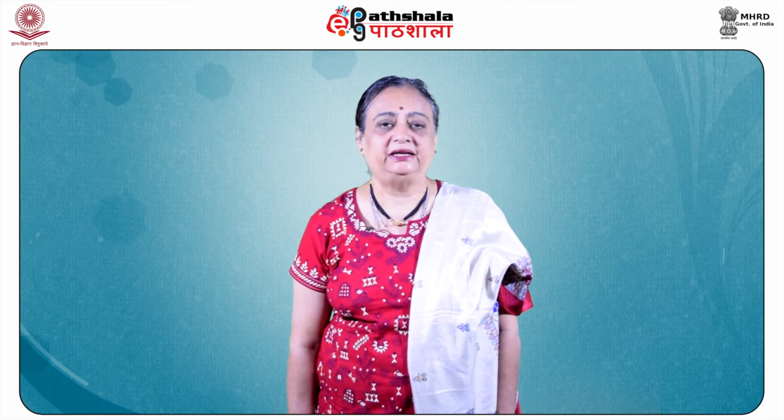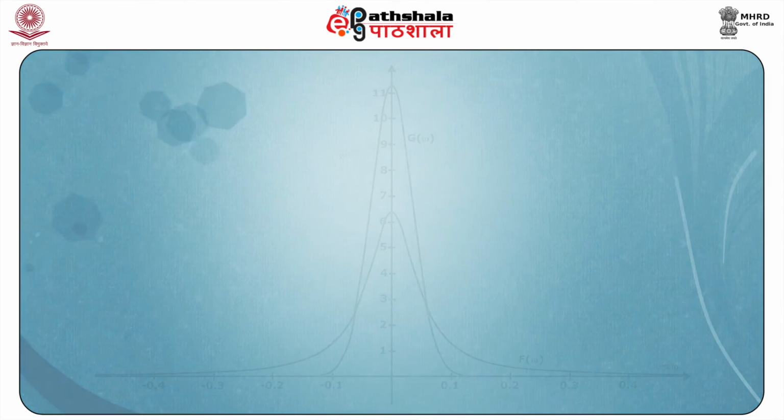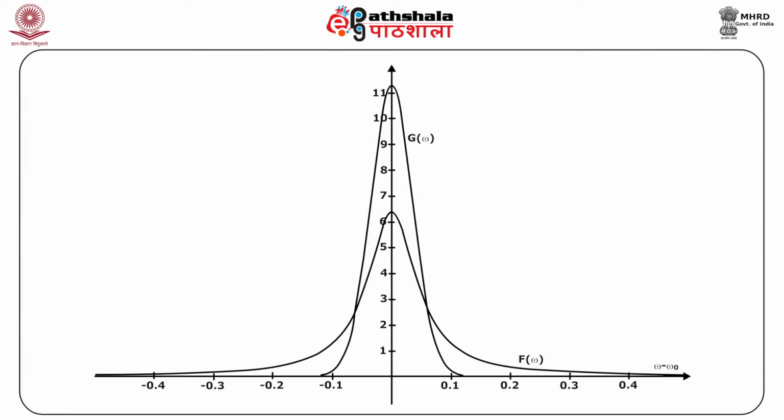The lifetime broadening and collisional broadening are homogeneous, that is, all molecules are similarly affected, and this gives rise to a Lorentzian line shape, generally given a mathematical form, capital F as a function of omega, while Doppler broadening is inhomogeneous, because in Doppler broadening different molecules are affected differently depending upon their position, and they give rise to a Gaussian line shape, and this is generally given by a mathematical function g, which is a function of omega, and these are shown in the figure.